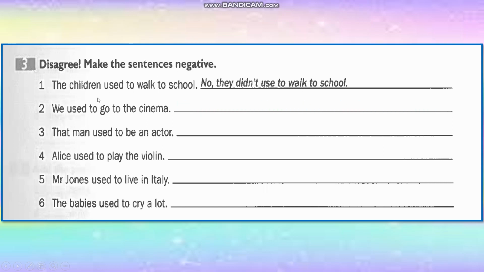Okay, let's start with the question number 2. We used the sentence number 2. We used to go to the cinema. I want to make it negative, Miss. No, we didn't used to go to the cinema.